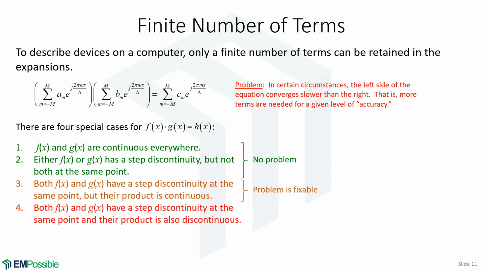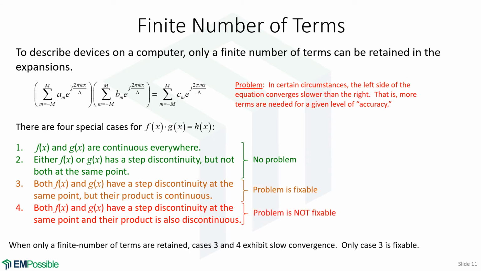We can fix it. Then the last case, f and g have a step discontinuity at the same point, but this function on the other side is also discontinuous. And it turns out that is not fixable, and our convergence rate will be horrible. If we think we can run a simulation with 11 spatial harmonics, we might need 101 spatial harmonics. And there's even folks out there that argue things never converge. And in my experience, I have yet to see something not converge, but it may take such a ridiculously large number of spatial harmonics that I might just go ahead and simulate things by another technique that doesn't suffer from this.